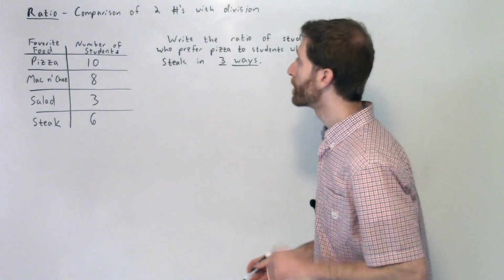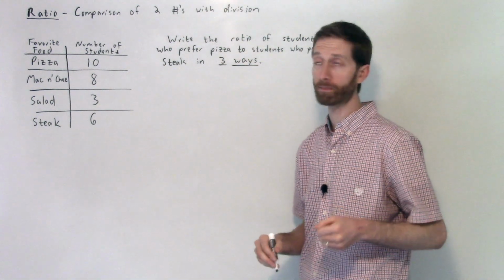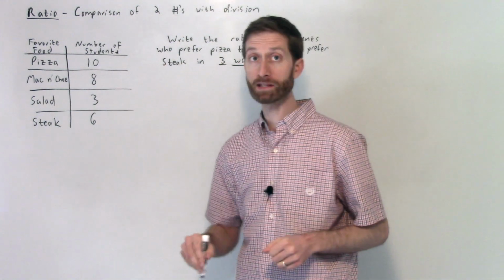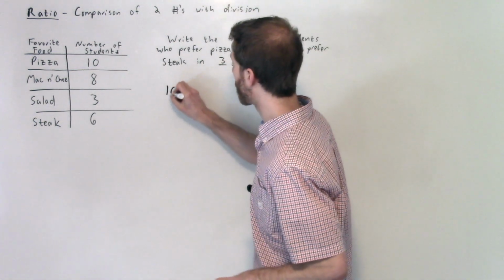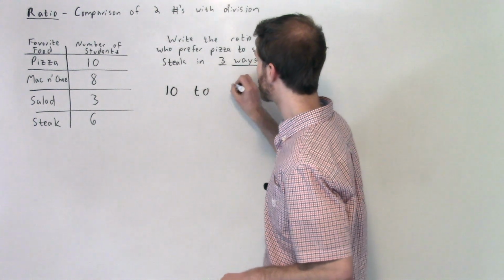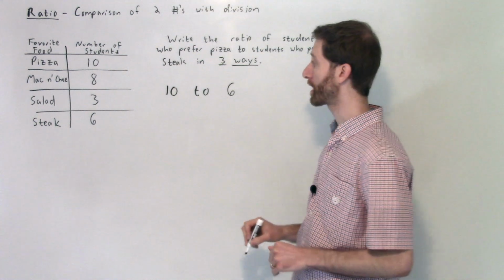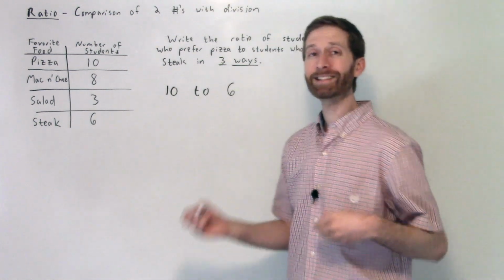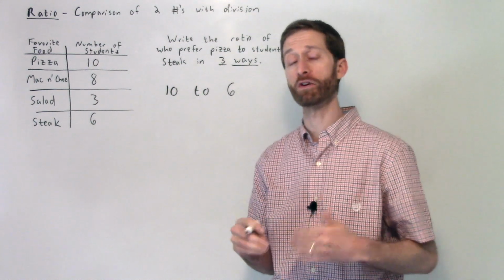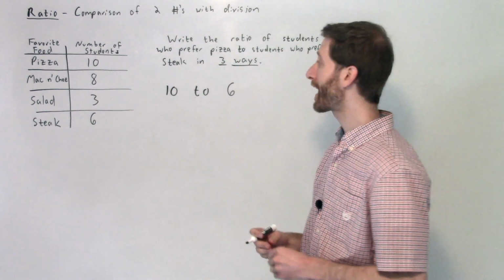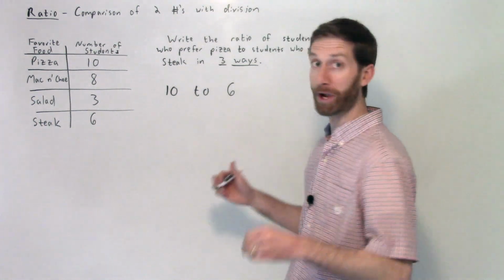Simple stuff. So how do we communicate the number of pizza lovers to the number of steak lovers? Well, there are 10 students who like pizza and 6 students who prefer steak, so we could write that in words. Way number 1 is we could say 10 to 6, or 10 students prefer pizza to 6 students who prefer steak. This is a great way to write things down if you need a sentence as part of an answer or part of an explanation. Other than that, I go with the next 2 ways 9 times out of 10.